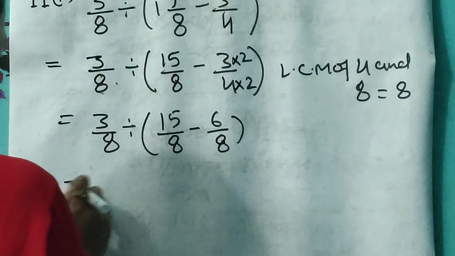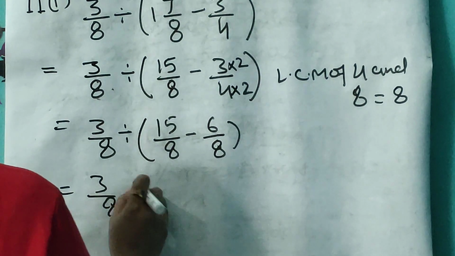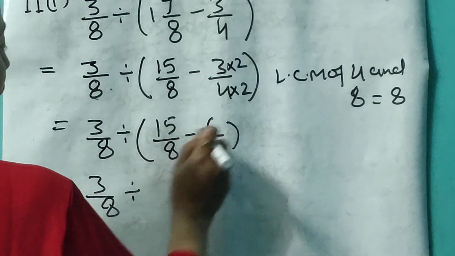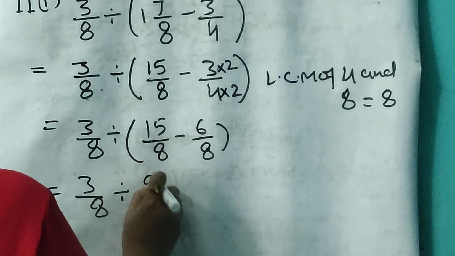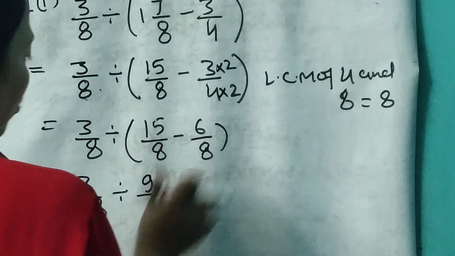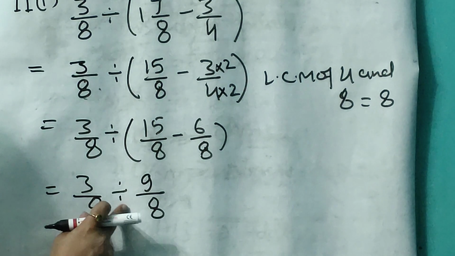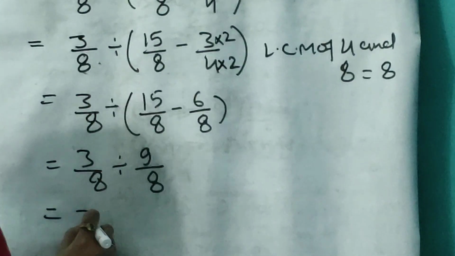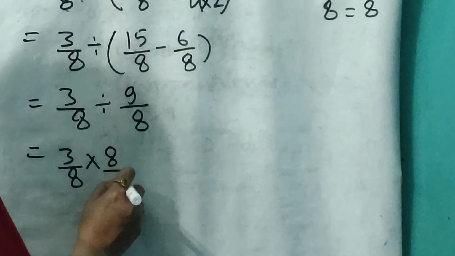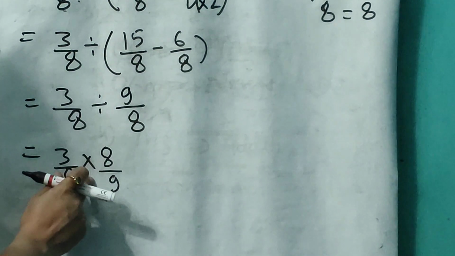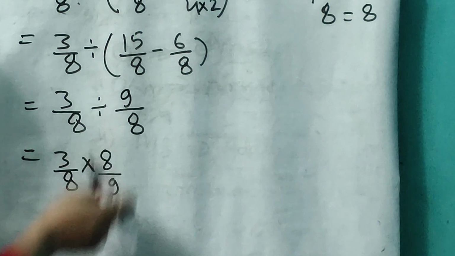Now when the denominator is the same, you can subtract the numerators only. So what you will get here, 15 minus 6 will be 9, 9 by 8. Now this bracket is removed. Now you have to solve the division. To solve the division, you will multiply with the reciprocal, so 8 by 9. Change this division to multiplication and this number to its reciprocal.